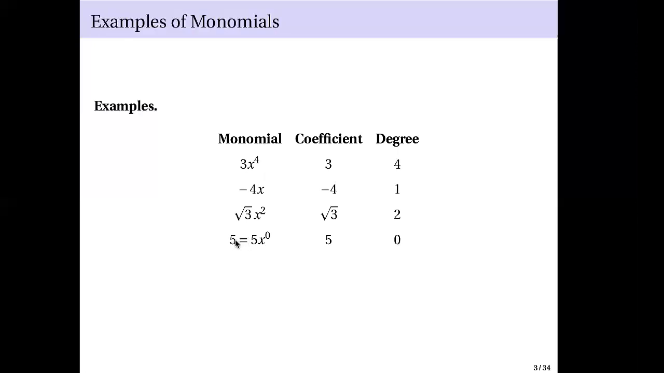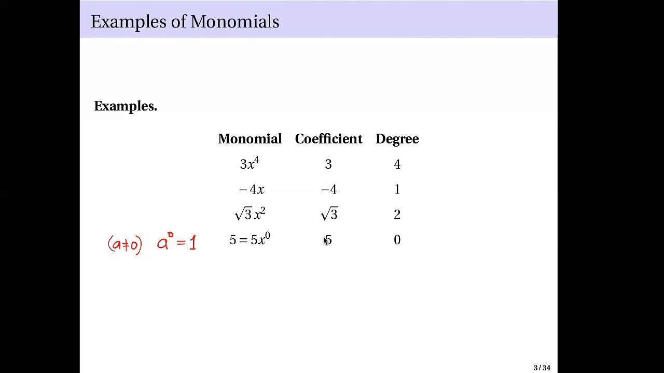Next here, if we only see the constant 5, take note that 5 can be written as 5x to the 0. Remember, for any non-zero number, if you raise it to power 0, then that number becomes 1. So remember this from the last lecture: a to the 0 is equal to 1, provided that a is not equal to 0. So here, if we have x to the 0, we will always assume that the variable x will not take 0.